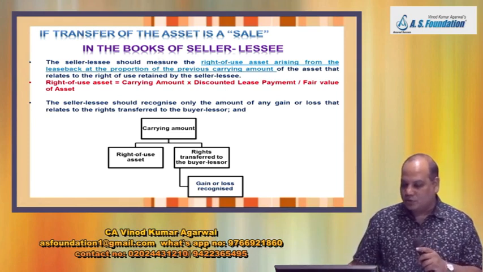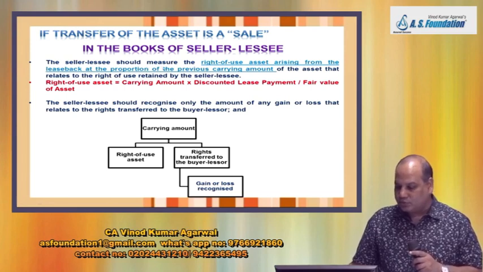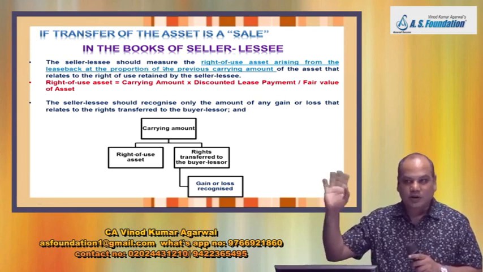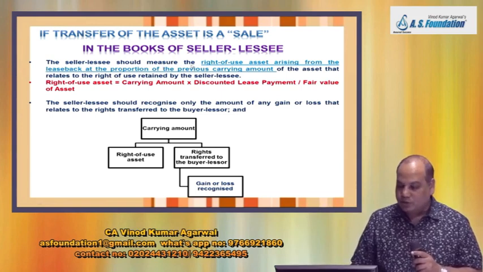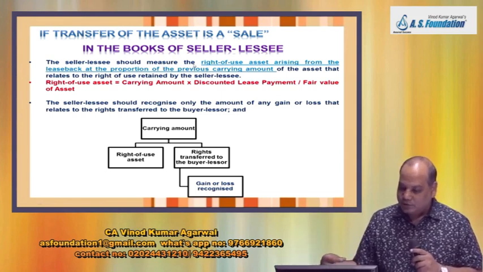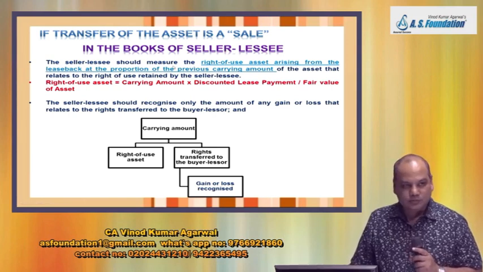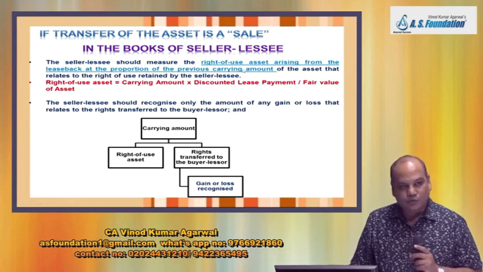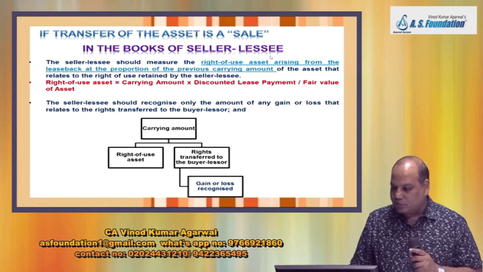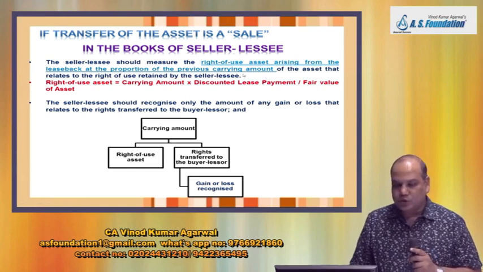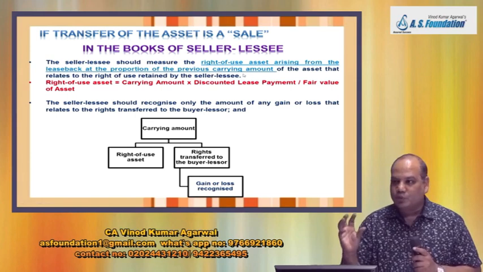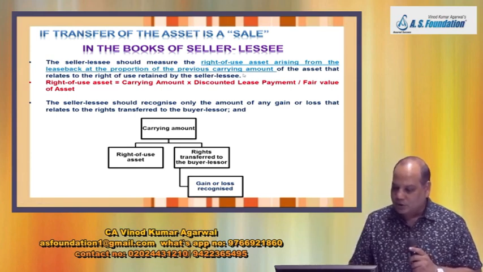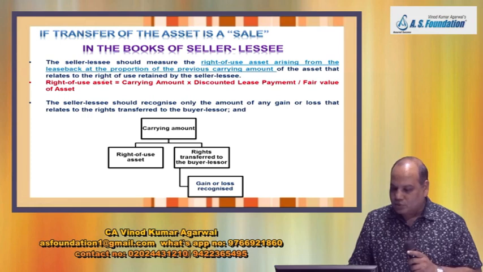So what will the seller lessee do? One thing we had learned there: de-recognize the underlying asset at carrying amount. But in place of that, you will recognize a right of use asset. The seller lessee should measure the right of use asset arising from the leaseback at the proportion of the previous carrying amount that relates to the right of use retained by the seller lessee. Now how do you compute it?